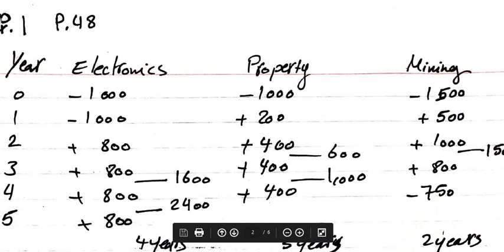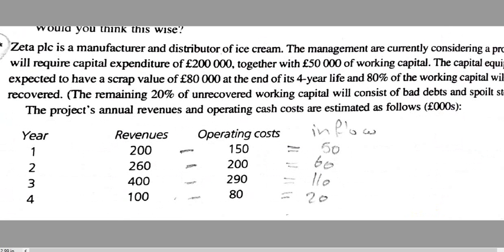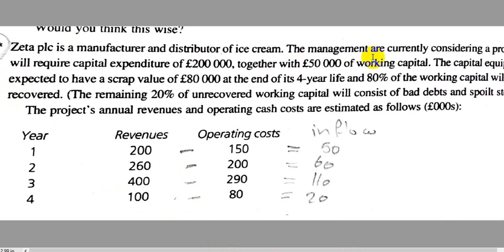Speaking about the second part of the chapter, it deals with the return on capital employed. Here, the problem relates to a manufacturer and distributor of ice cream. The management are currently considering a project that will require capital expenditure of 200,000 together with 50,000 of working capital.